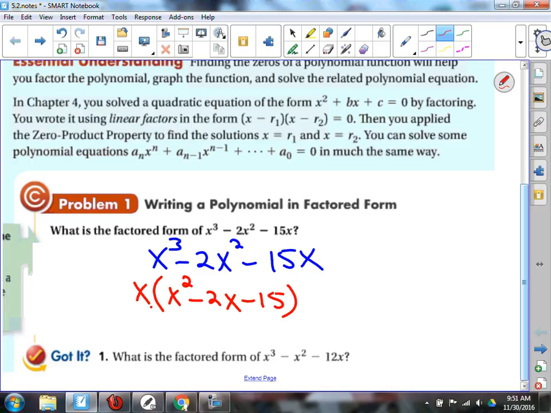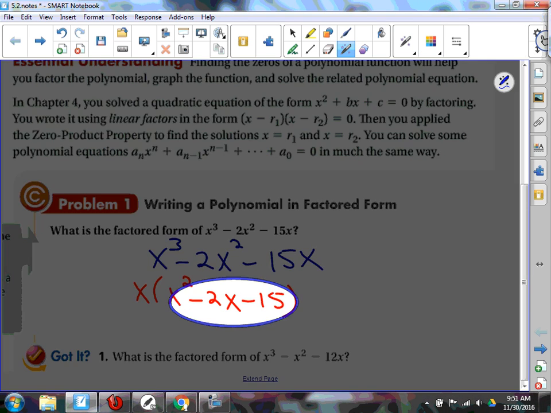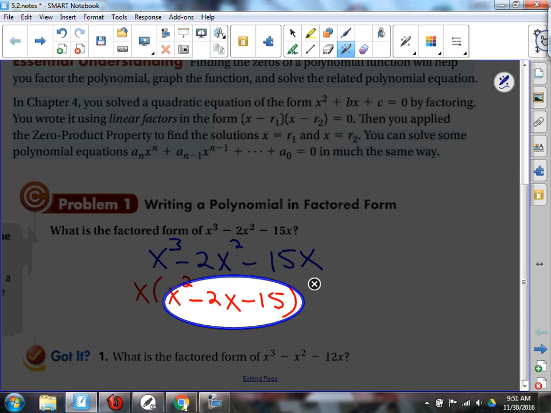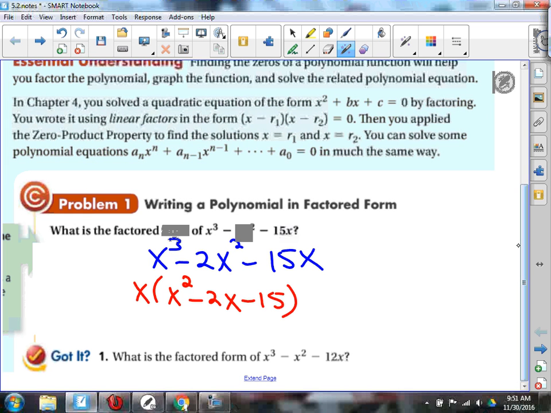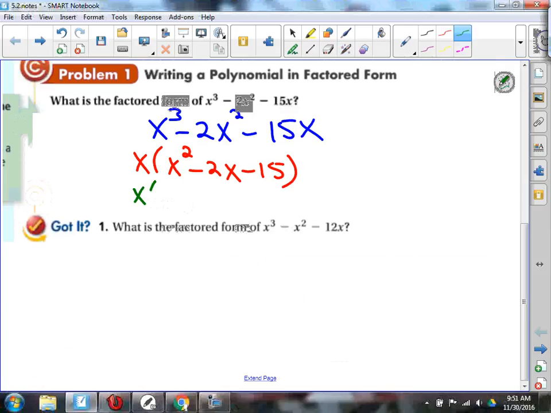Now you might think that you're done there. You might think, well, that's it. Well, is it? In other words, this doesn't factor any further? I think that does. So we need to factor that a little bit further still. The x is still the x, and then we'll have x minus 5 and x plus 3.